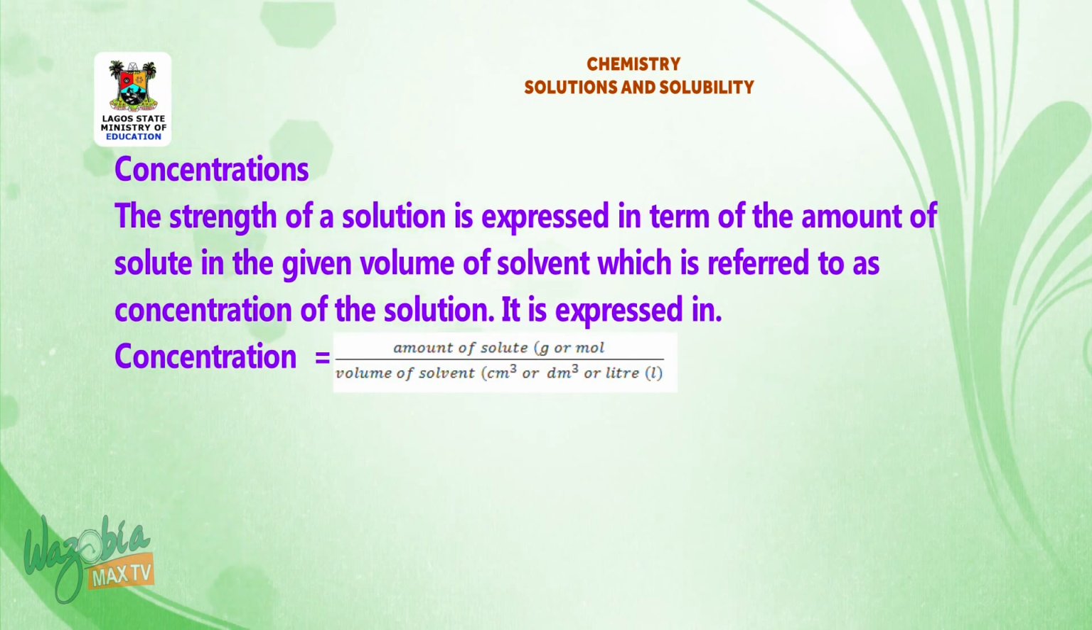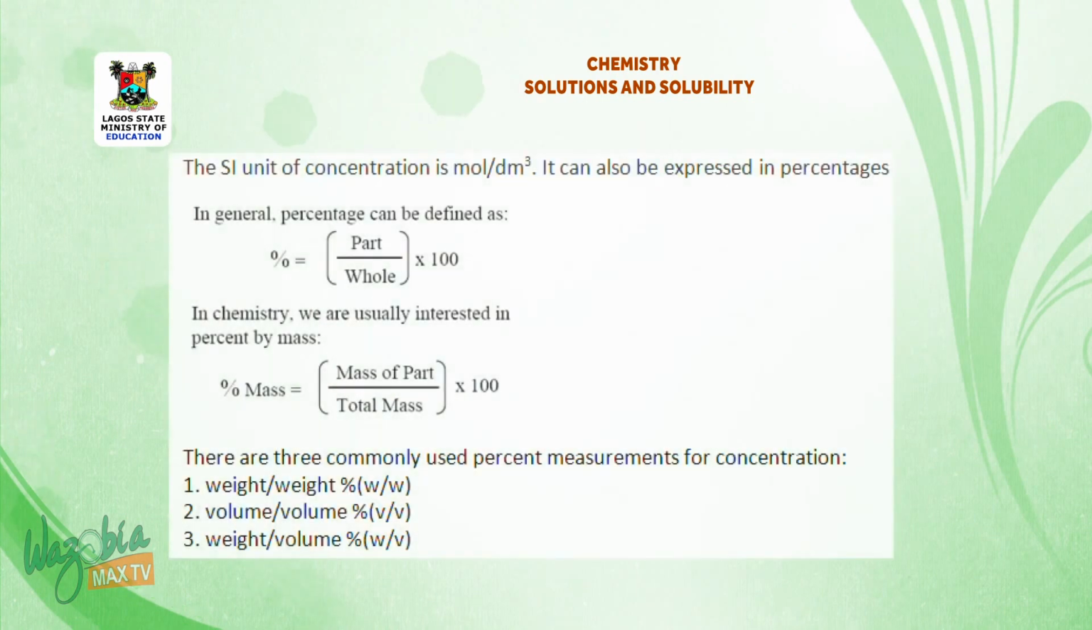Concentrations. The strength of a solution is expressed in terms of the amount of solute in a given volume of solvent, which is referred to as the concentration of the solution. It is expressed in grams per dm cube or moles per dm cube, or grams per liter or moles per liter. Concentration mathematically equals amount of solute over volume of solvent. The SI unit of concentration is moles per dm cube.